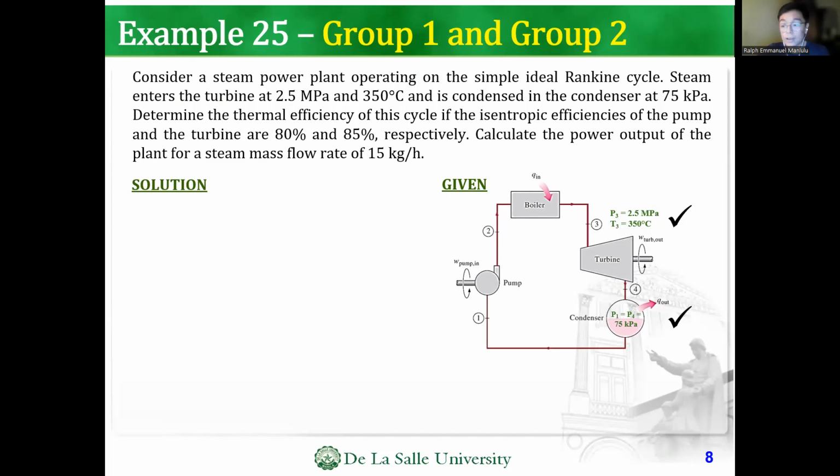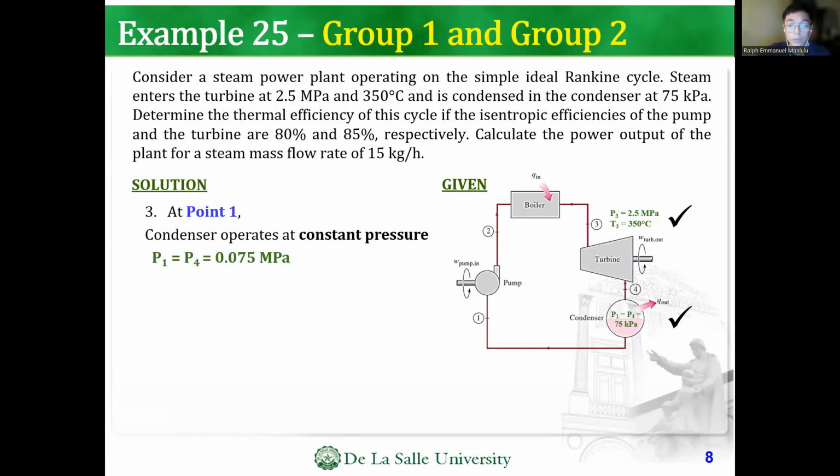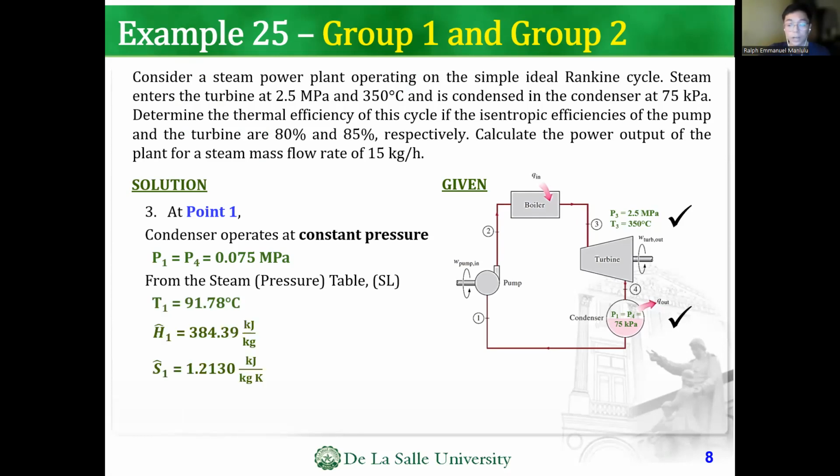At point 1, the condenser operates at constant pressure with the fourth point, making pressure 1 as 75 kilopascals or 0.075 megapascals. Additionally, the state of steam at the condenser is a saturated liquid. Therefore, from the pressure section of the steam table, we can obtain the values for temperature, specific enthalpy, and specific entropy, which are 91.78 degrees Celsius, 384.39 kilojoules per kilogram, and 1.2130 kilojoules per kilogram Kelvin, respectively.